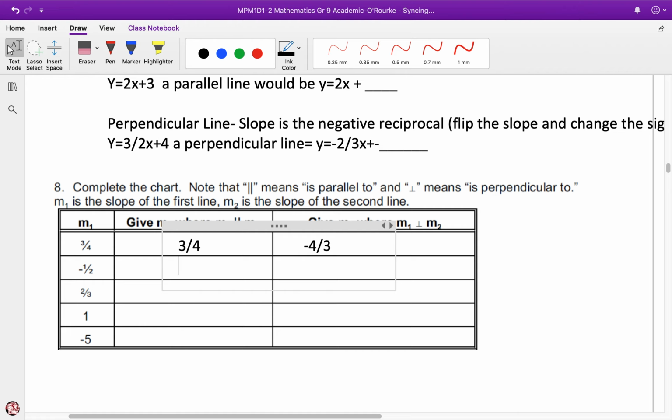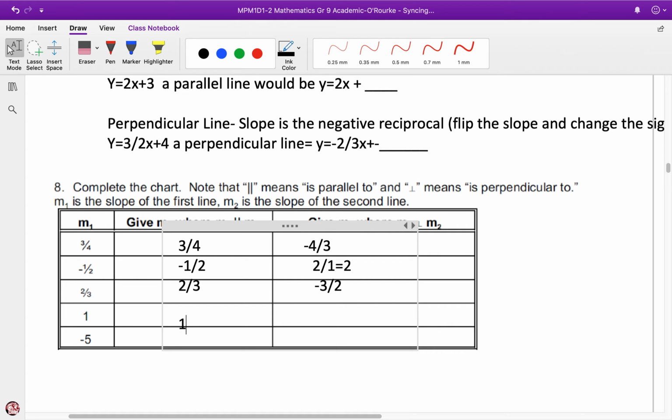This one here, keep it the same. This one here, flip it, change the sign. So 2 over 1, which equals just plain old 2. Once again, we're going to parallel, it's going to be the same. This one here, we're going to flip, make negative, it's a positive, so we're going to make a negative. So we have 3 over 2.